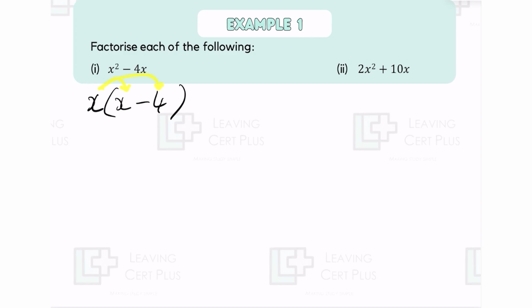So in our second example, we're going to take out something a little more common than just x. It's going to be 2x. Why? Because 2 goes into both 2x squared and 10, and then x goes into 2x squared and 10x as well. So then what would 2x multiply by to give 2x squared? It would be an x. And what would 2x multiply by to give 10x? It would be plus 5. And we're done.